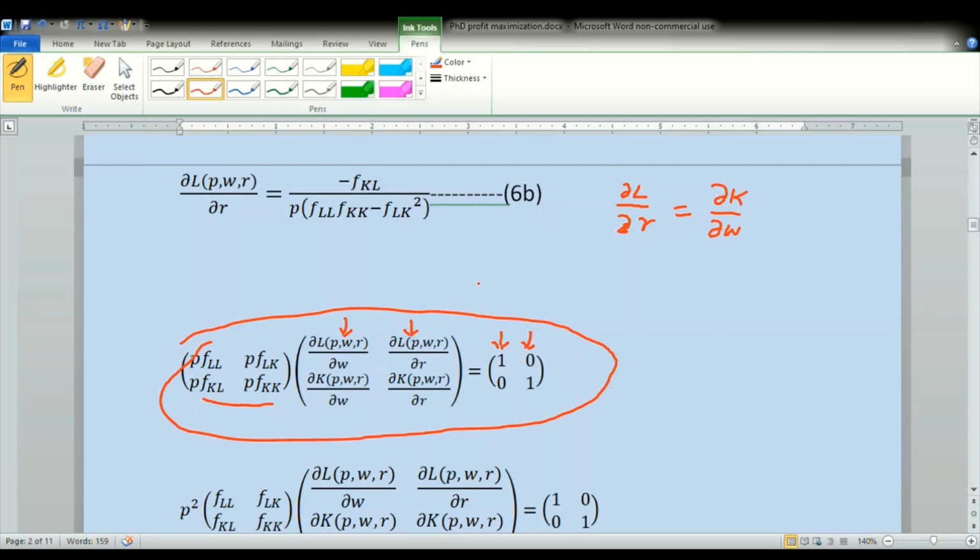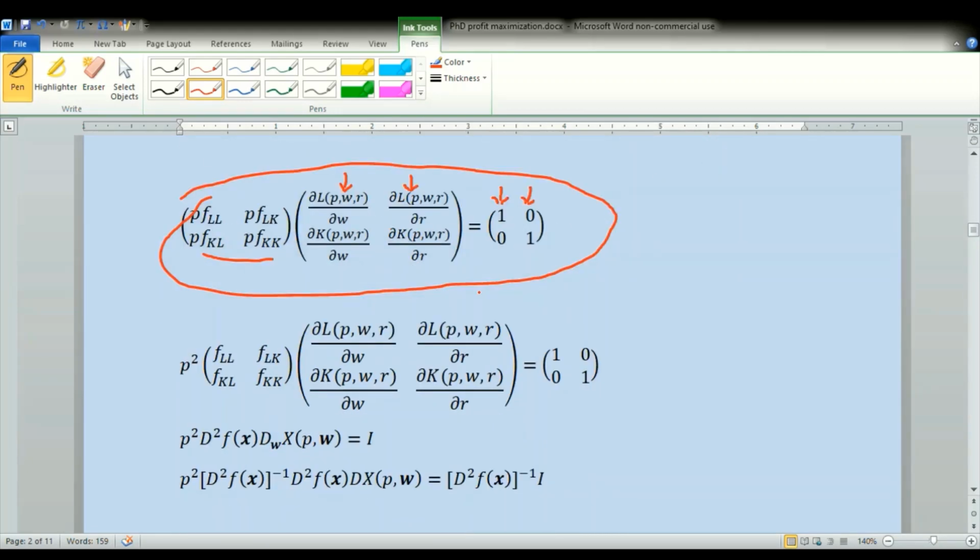If there had been n variables, like n factor inputs, then this would have been an n into n matrix. Similarly, this would have been an n into n matrix of the derivatives of the factor demand function with respect to their prices, and this would have been a 1 into 1 matrix, sorry, n into n matrix of ones, that is identity matrix.